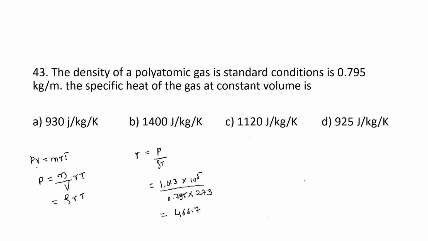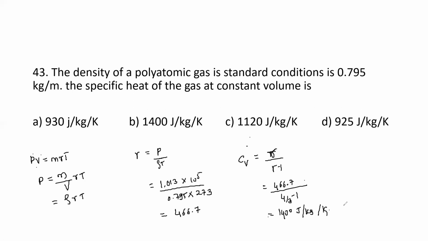They have asked for the specific heat at constant volume, so we need to go for the CV calculation. Our formula is CV is equal to the specific gas constant r divided by gamma minus 1. This is equal to 466.7 divided by gamma, and as it is polyatomic, we can take it as 4 by 3, minus 1. If I simplify this, I get 1400 joules per kg per Kelvin.